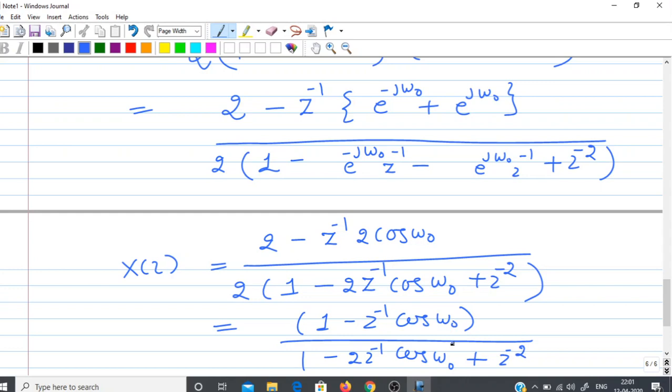And now we can see there is no cancellation between the numerator and denominator's factors, and therefore the ROC R will be R1 intersection R2. And what was R1 intersection R2? It was mod z greater than 1. So we have obtained the Z transform of the sequence cos omega naught n u[n].